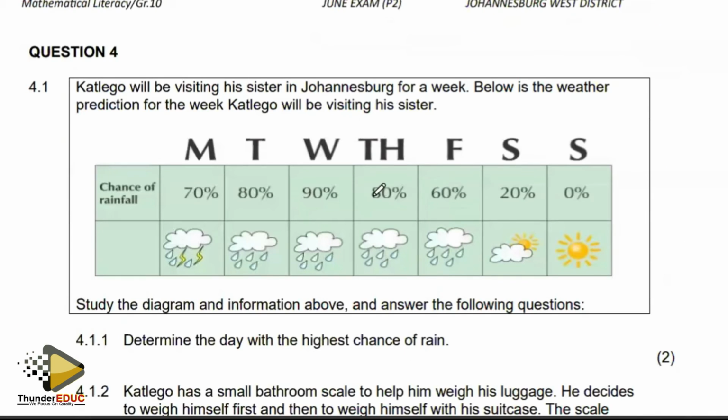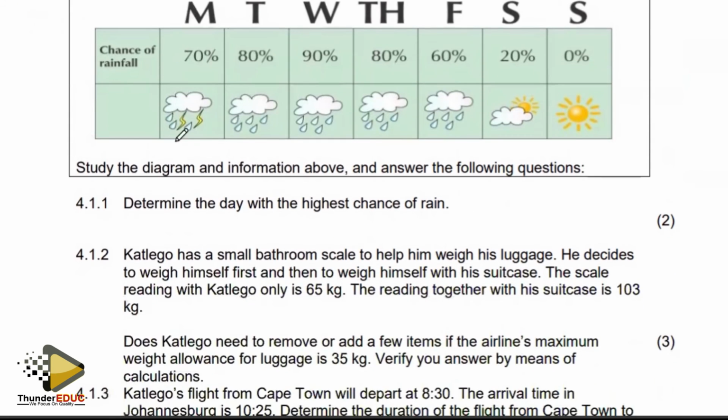Katlego will be visiting his sister in Johannesburg for the week. Below is the weather prediction for the week. Use the diagram and the information above to answer the following questions. Determine the day with the highest chance of rain. Percentages, these are my chances. So this one is the chance. So it's Wednesday.